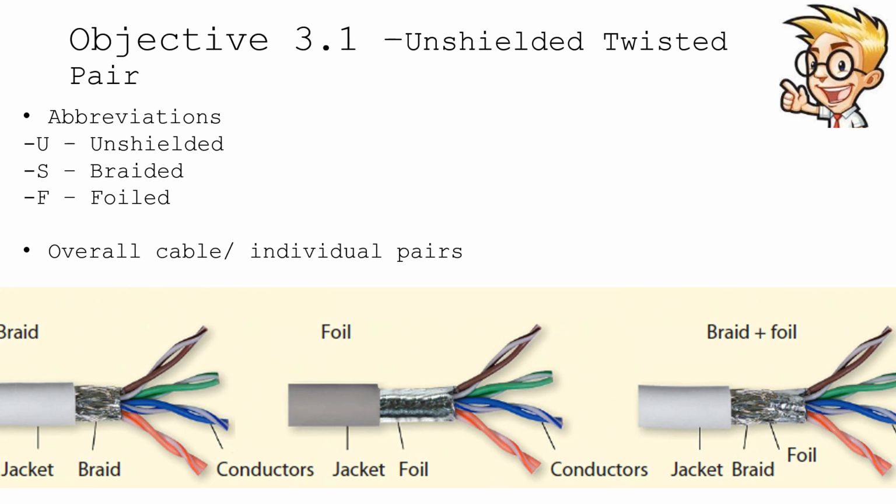In this slide, we can see the different types of cable that I was talking about and the different abbreviations. So the first one you see is braided. It's braided and protected with the coating. The next one is just foil, and the next one is braid and foil.